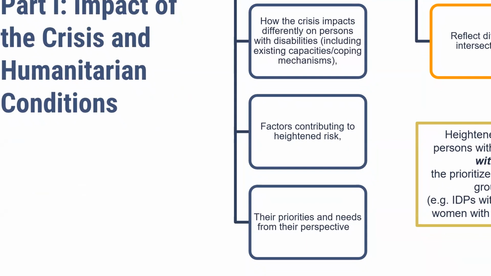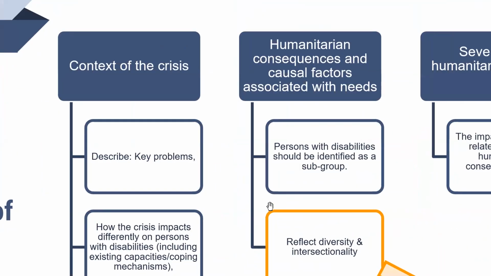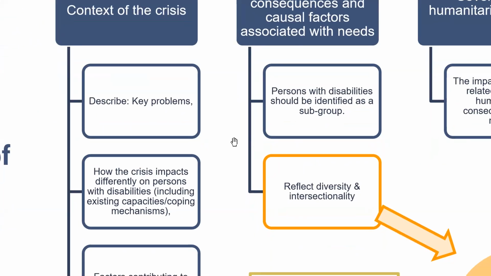We should include their perspective, asking them about what kind of priorities they have. Then we have the second part, which is humanitarian consequence and causal factor associated with needs, which is covering the whole population. We need to understand from this whole population who is a person with disability and how we identify them as a subgroup, and also reflect diversity and intersectionality.